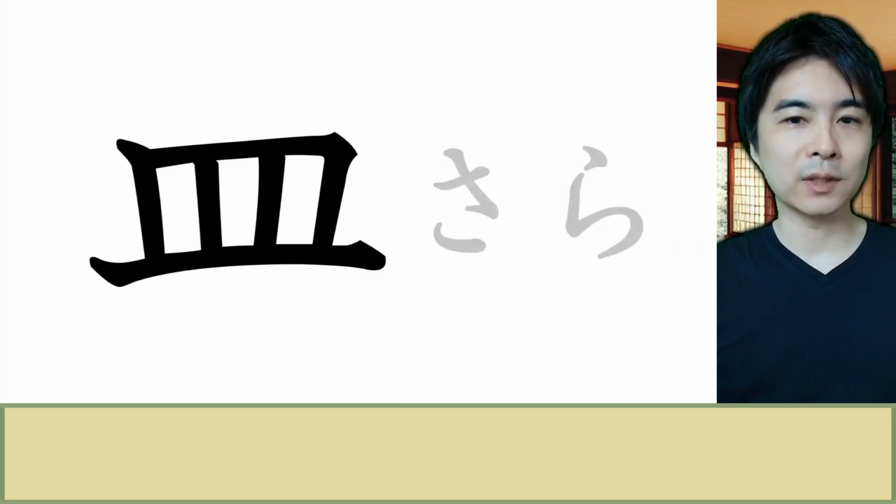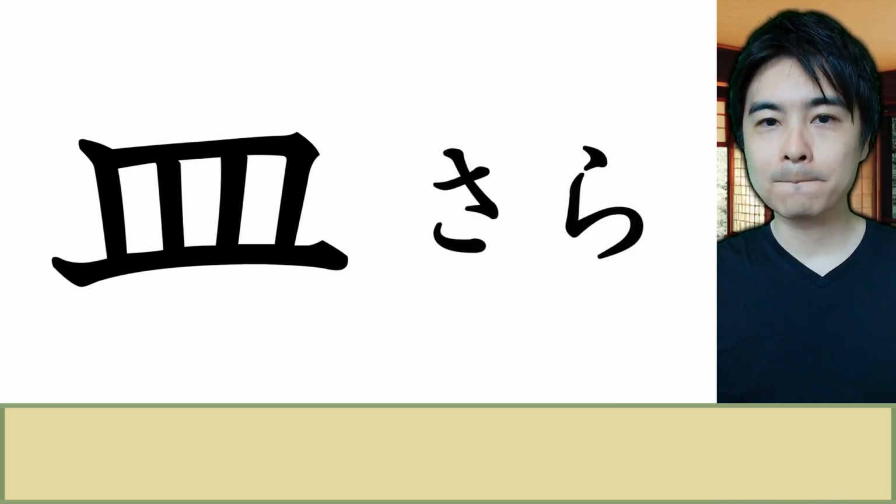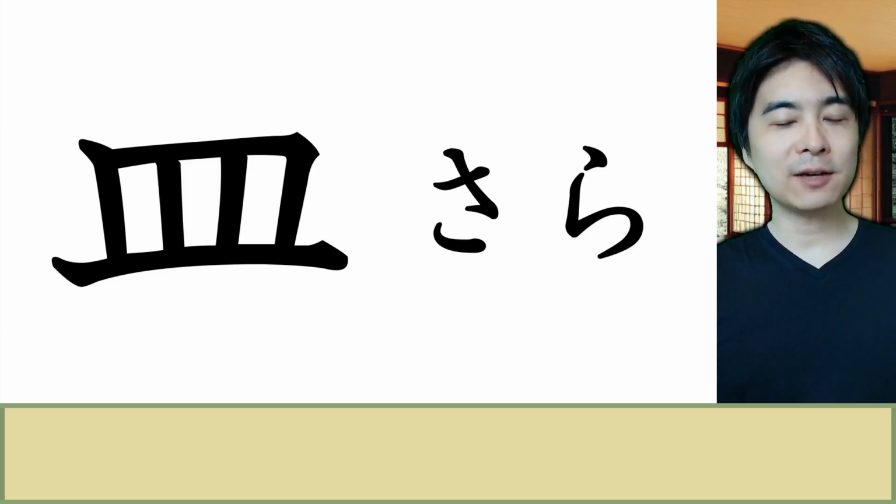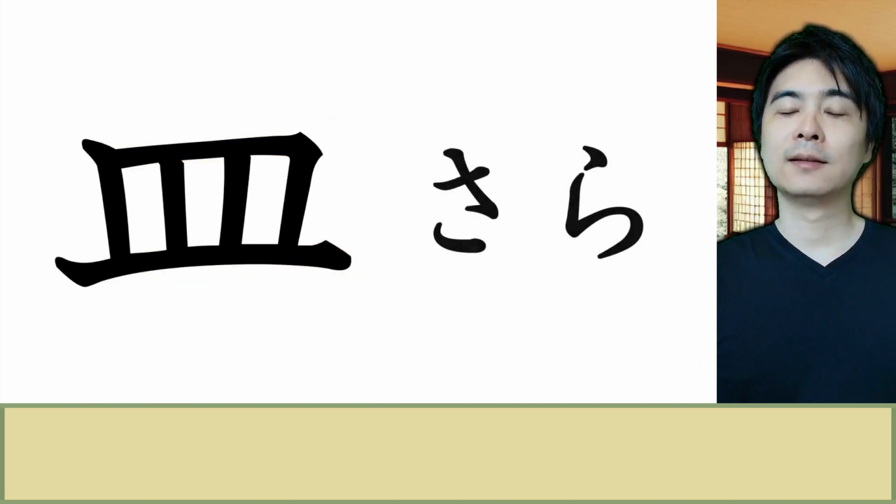In Japanese, plate or dish is called sara. So how to read this kanji is sara. When you encounter this kanji, please imagine a plate with a food on it. Sara.